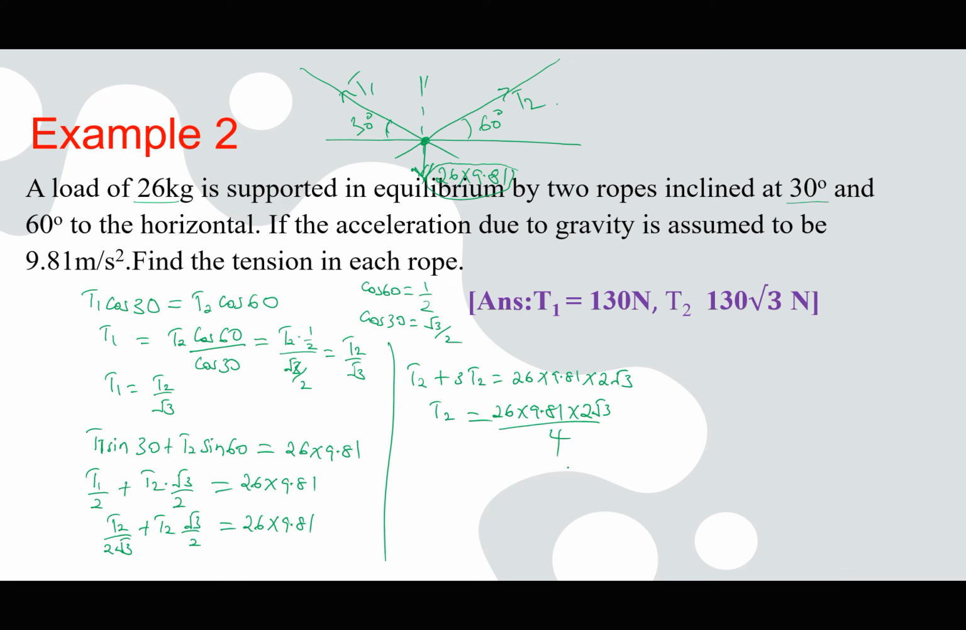So I'll just press my calculator. 26 times 9.81 times 2 root 3 divided by 4. So I'm finding T2 as 220, or 221 to 3 significant figures, 221 newtons.